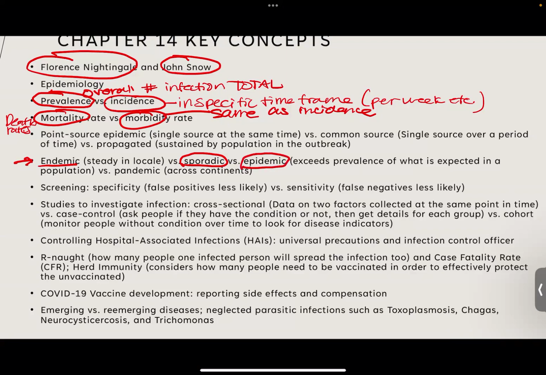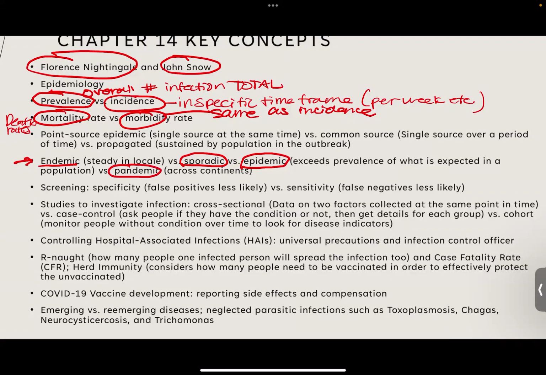So if somebody traveled to another country and they came here and now they're spreading Ebola, right? Well, when we had Ebola come to the United States and somebody had Ebola and then their healthcare workers got Ebola and then the people they were in contact with got Ebola, that's an epidemic. Okay, so it exceeds the prevalence of what is expected in a population. This includes new diseases. When we didn't have COVID versus we had COVID and it was spreading amongst people here in Oklahoma, that was an epidemic. Once something crosses continents, it's pandemic.